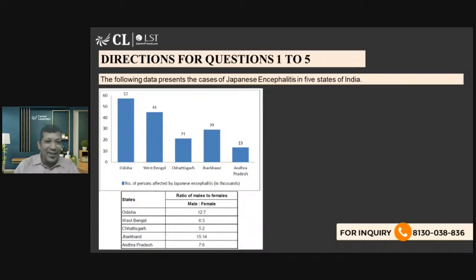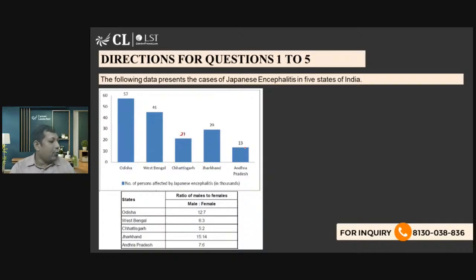So basically this is something that is given to us: the data represents the cases of Japanese encephalitis in 5 states, and the data is given in thousands. Odisha has 50,000 cases, West Bengal 45, Chhattisgarh, let me write it a little clearly, that is going to be 21,000, this is going to be 29,000, this is going to be 13,000, and this is what is given to us.